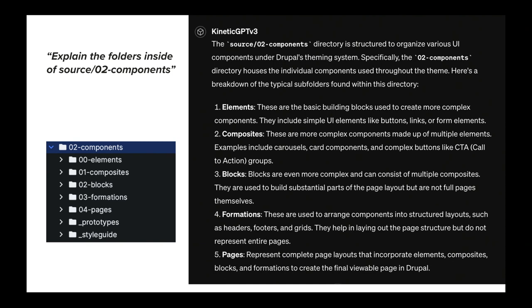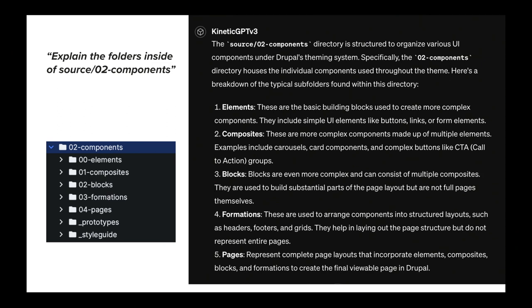So this first one, I asked it to explain the directory structure inside of that source components directory. This is how you categorize your components. So for example, if you use atomic design, this might be your atomic design directories for atoms and molecules and things like that. We use a little bit different directory structure in Kinetic. It's very similar to atomic design. We just have a different naming convention. And it correctly was able to break those out and explain them.